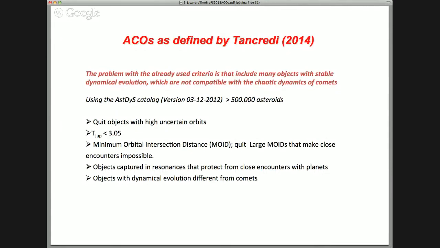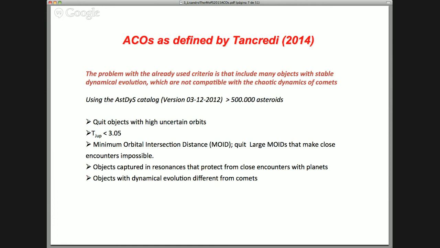And so he selected, using the orbital catalog of asteroids, more than 500,000 asteroids in this catalog. He first analyzed the uncertainties of the orbits, the uncertainties of the Tisserand computed using this orbit, and discarded a lot of objects, as I will show. He uses the criterion Tisserand smaller than 3.05 to include some of these Encke-like comets. He used the minimum orbital intersection distance criterion. He quit objects with large MOID, because in this case the close encounters are impossible, and some objects captured in resonance that protect from close encounters with planets. And finally, for the remaining objects, he studied the dynamical evolution to see if this evolution is stable or not.